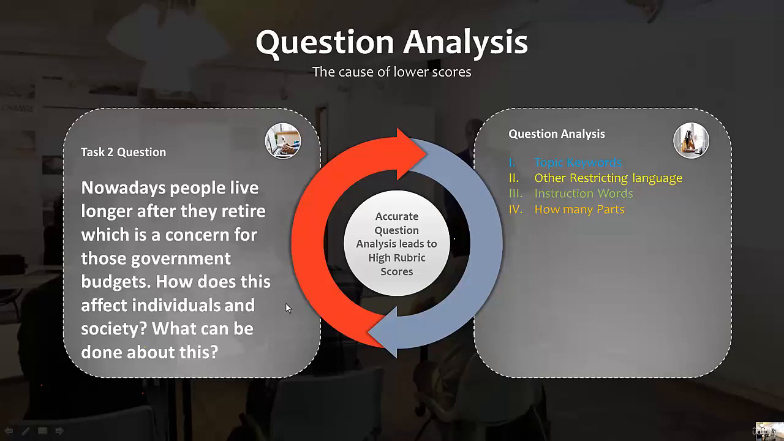So if you look at this question, what is the topic? What is the topic of the question? All right, can anybody tell me the topic of the question?